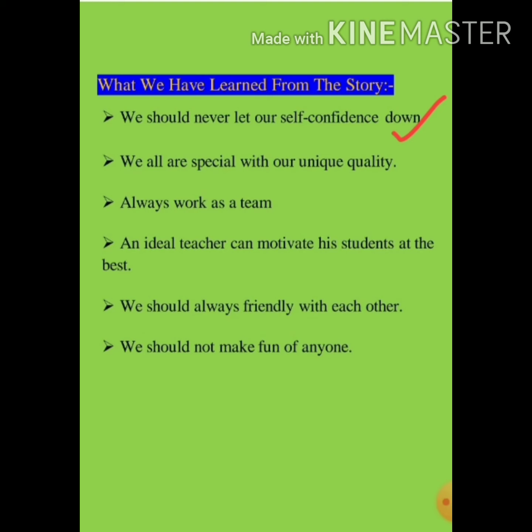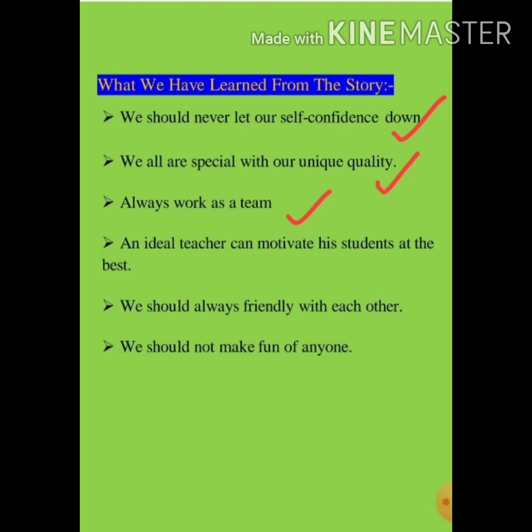Okay, we all are unique. Don't think that I don't know maths, I don't know English and science. It doesn't matter. Sometimes we are not up to the mark in all areas, but every person has some qualities. Just recognize your qualities and work on them. We all are unique with unique qualities. Always work as a team, always work together, because when you work together there will be better results.